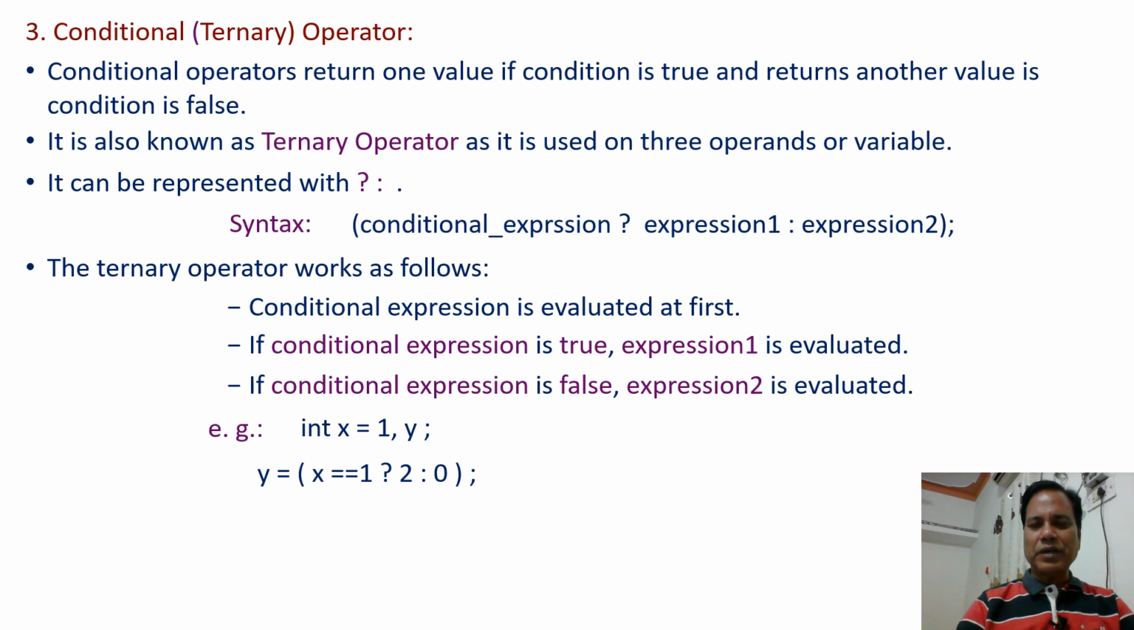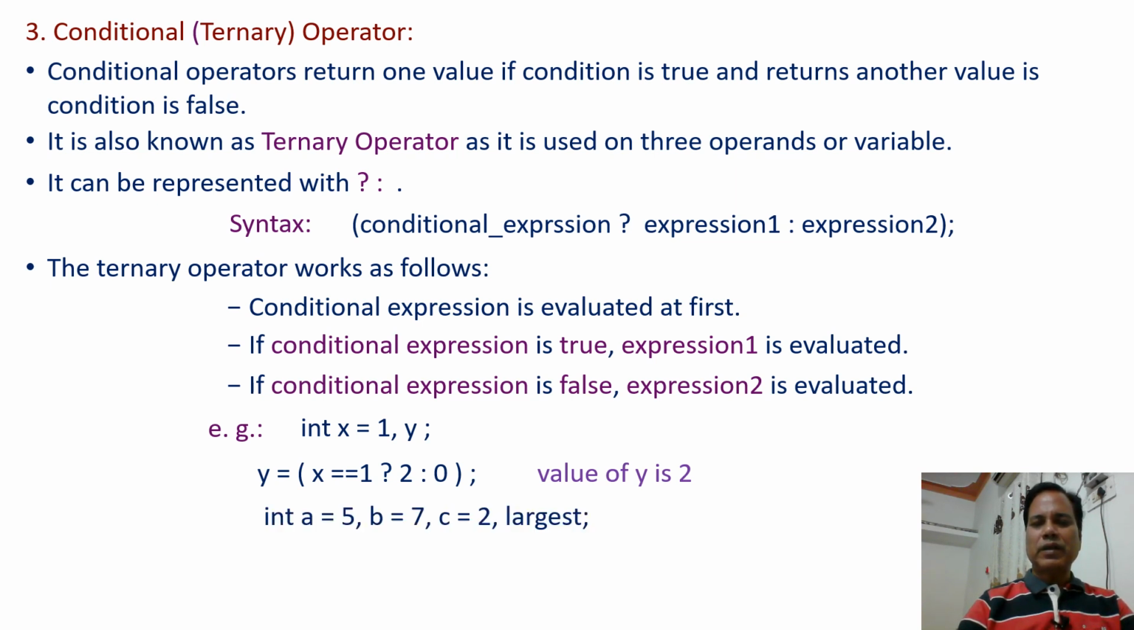So this is the condition. The double equal sign is used to compare the value of this variable with 1. If x equal to 1, naturally the value of x is equal to 1 and it is equal to 1, so this condition is true. So the first value after the question mark is the value of y. If the condition in some cases is false, then the second value will be the value of y. So in this case the value of y is 2.